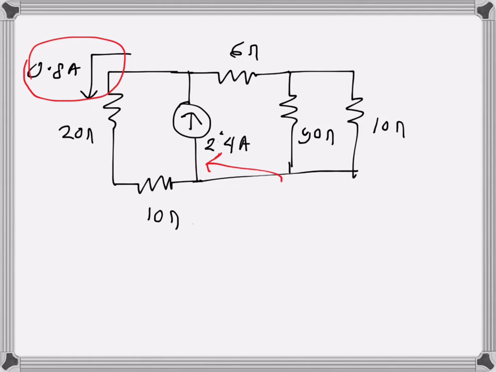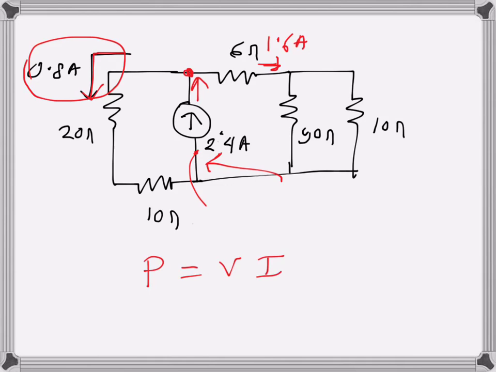That's the thing I have to find out. But what I will do, I will check the power supplied and power dissipated. I have this current 0.8 amps, and the total current here is coming in this direction, it's 2.4 amps, so in this direction the current is 1.6 amps. So that I have.